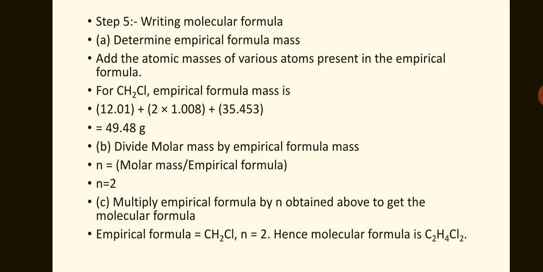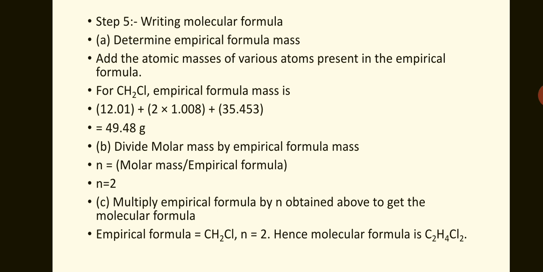Now step 5, write molecular formula. To determine molecular formula, first of all we will determine the empirical formula mass. So we have empirical formula CH2Cl. So for carbon atom, the atomic mass is 12, plus 2 into 1.008, because hydrogen atoms are 2 in number, plus 35.453, the mass of chlorine atom. So if you add these three, you will get 49.48.